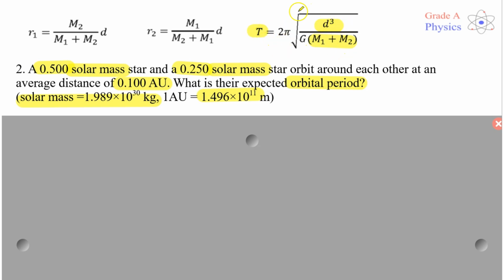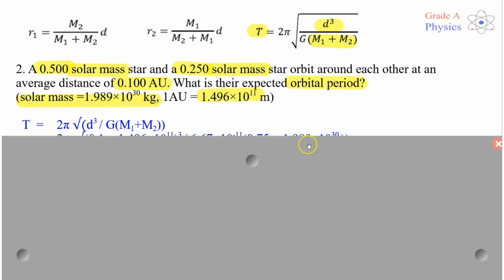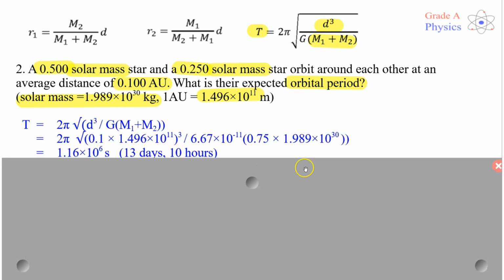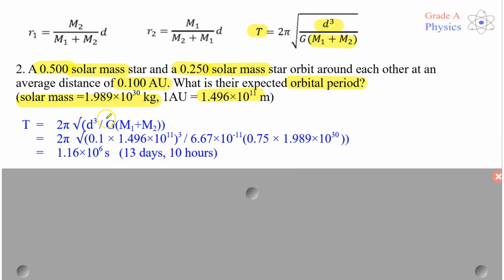So once again, it's just a substitution, and we don't need to rearrange in this case. It's just make sure we get all the values correctly. So what have we got? We've got d, which is 0.1 multiplied by AU, which we're given here, and then all cubed as per the formula.